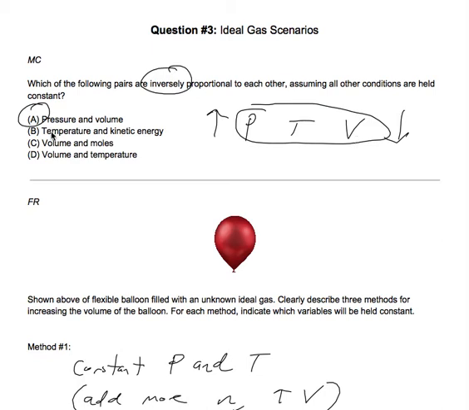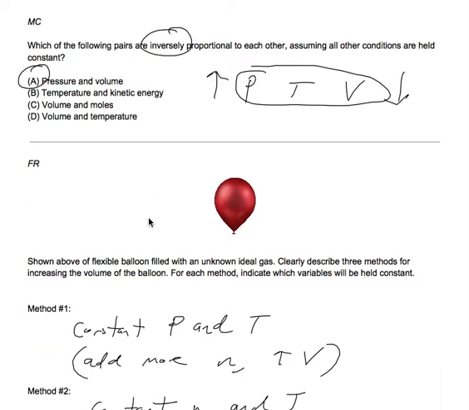We know that temperature and kinetic energy are directly related to one another. What we mean by that is when one goes up, the other goes up. Volume and moles have the potential to be directly related to one another when pressure and temperature are held constant, and volume and temperature have the potential of being directly related to one another. Only pressure and volume are inversely related. It makes sense. If you squeeze on something, it's going to get smaller.